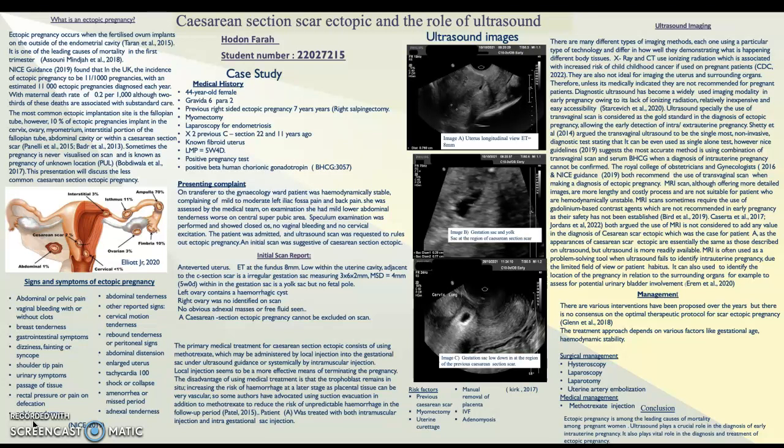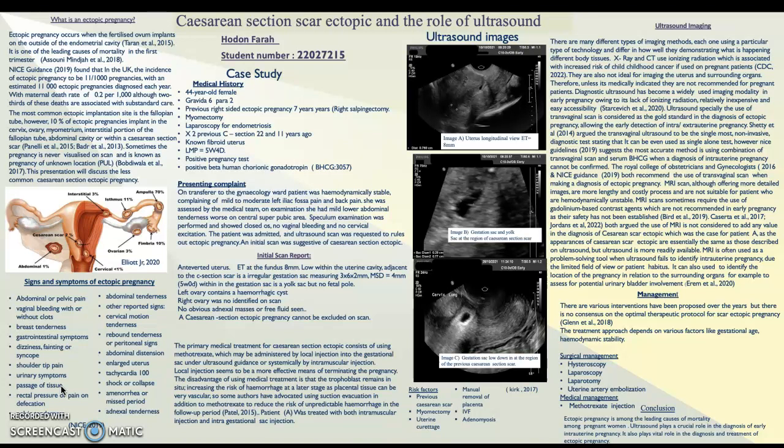NICE Guidance 2019 found that in the UK the incidence of ectopic pregnancy is 11 in 1,000, with a maternal death rate of 0.2 per 1,000, although 2/3 of those deaths are associated with substandard care. The most common ectopic implantation site is the fallopian tube.